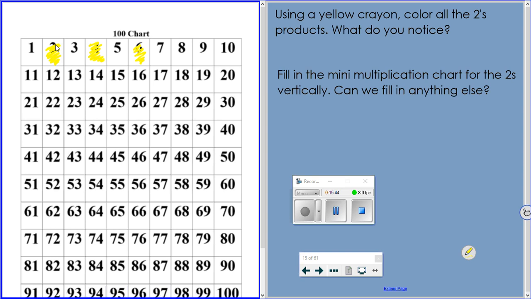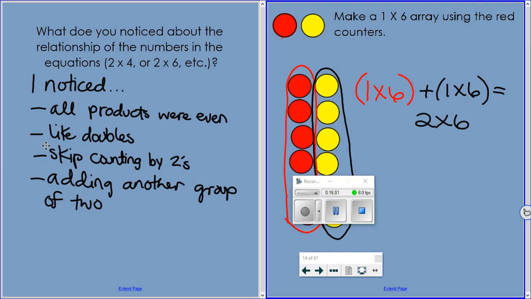If you know how to skip count by 2s, you could do it that way. Remember, we've talked about how this is like skip counting. You're going to color in all the products of 2. Some of you, I noticed, spotted a little shortcut, which is fine. But let's look back at what we noticed when we did our equations.